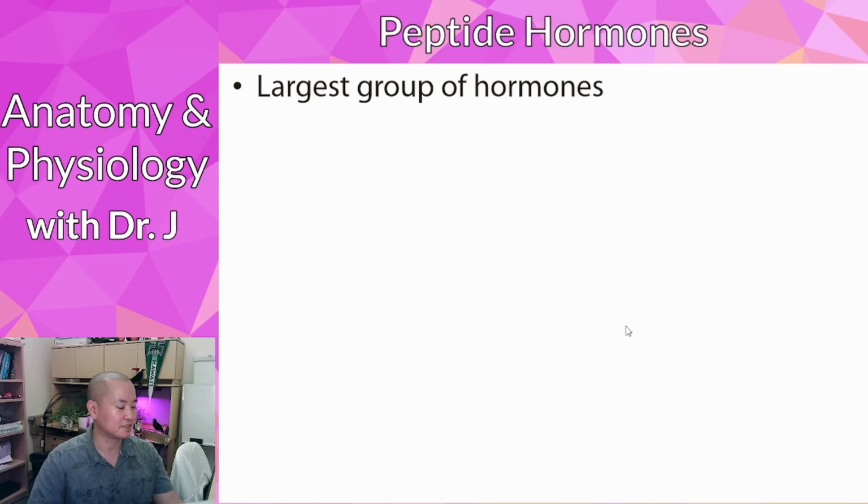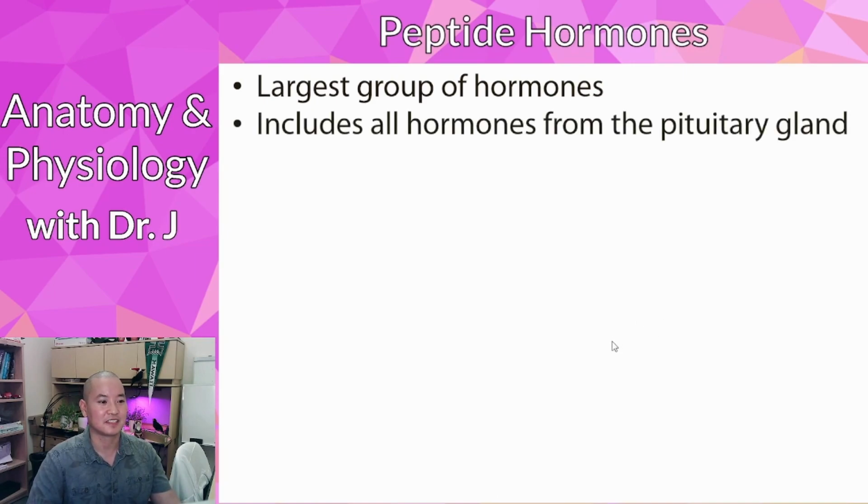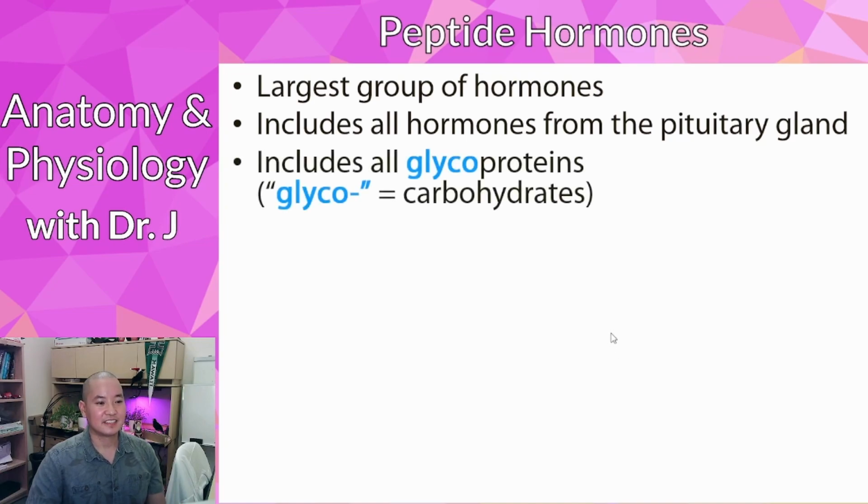Peptide hormones are important because they're the largest group of hormones, and they include all the hormones from your pituitary gland. I think your OpenStax book also includes glycoproteins in this category. For the purposes of this class, I consider glycoproteins in the same category as peptide and protein hormones. It's just glyco, another useful prefix. If glyco is somewhere in the name, you know that some sort of carbohydrate is involved.